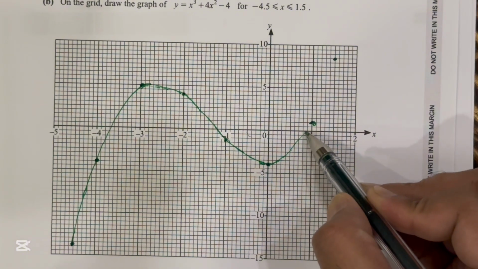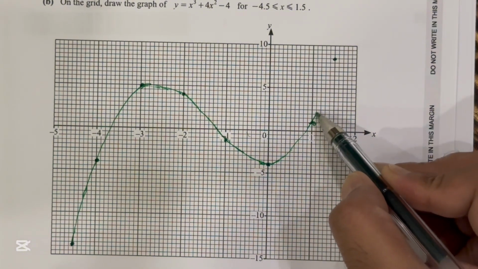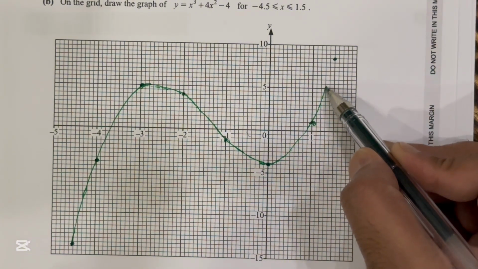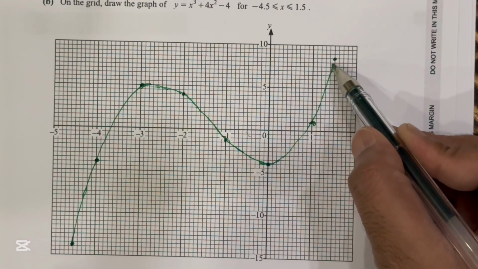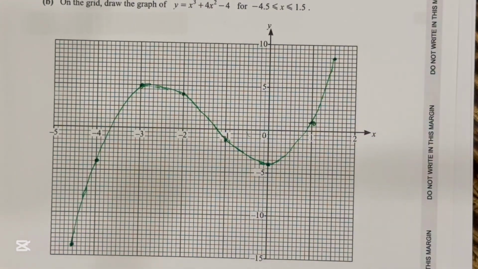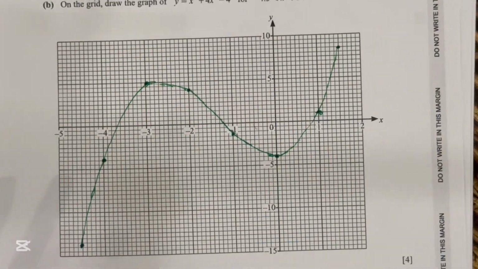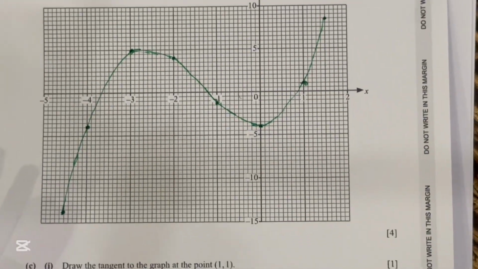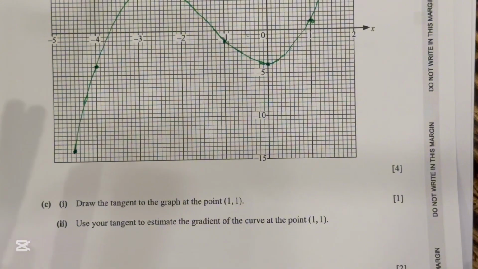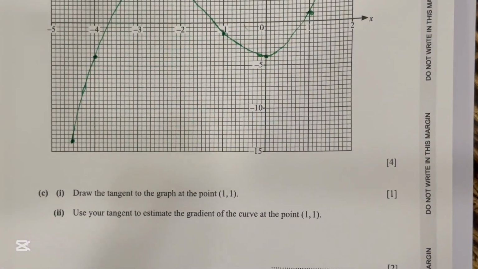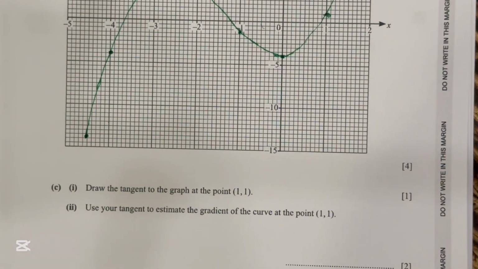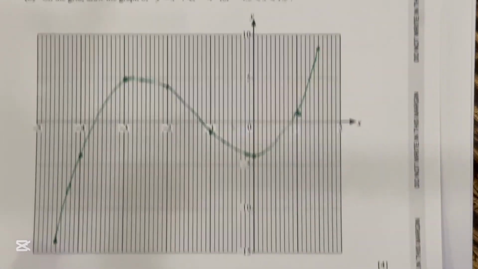Mostly students do not comply with the condition of a smooth curve. They plotted the points exactly, but the problem is that they do not make it smooth. So this is how we have done it. You can practice first with the lead pencil, then plot it with the ink pen or gel pen. Draw the tangent to the graph at the point 1, 1.